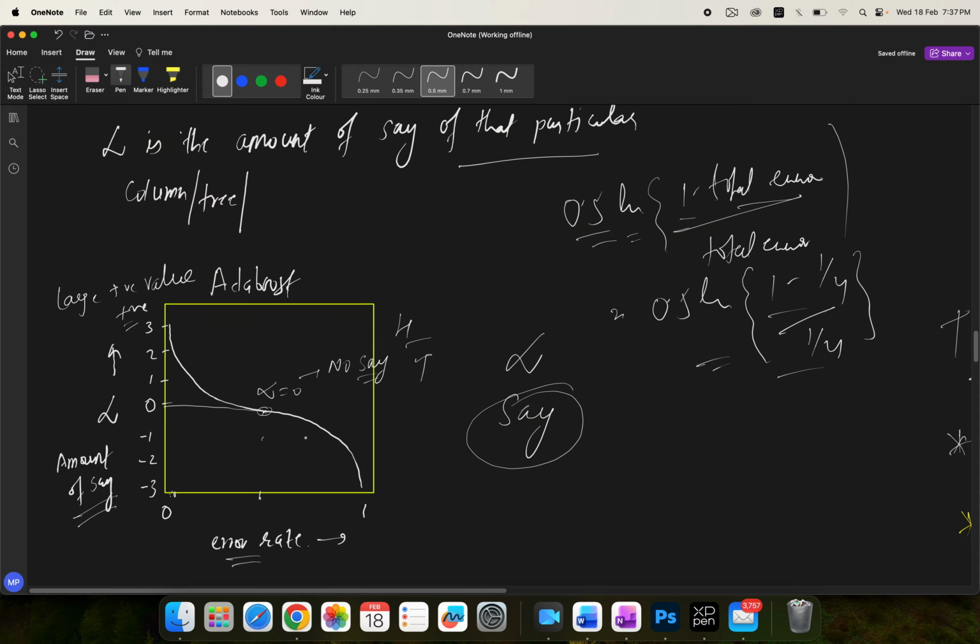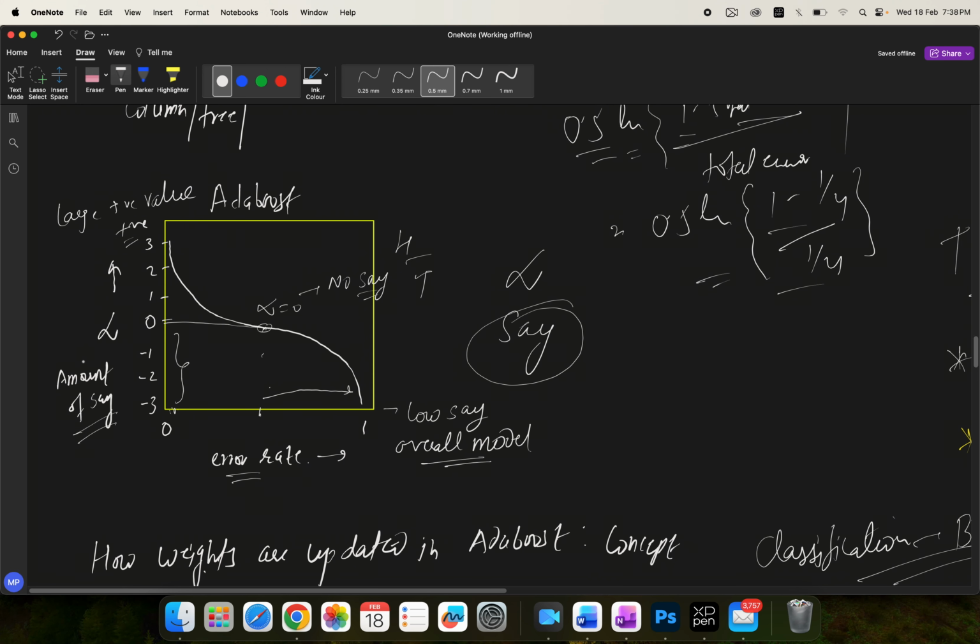If the model produces large error, you can see here from here up to here you have large error, then alpha will also have large negative values, and here it will have very low say in the overall model. So this is the idea. This is very important, amount of say versus error rate. This is the exponential graph.